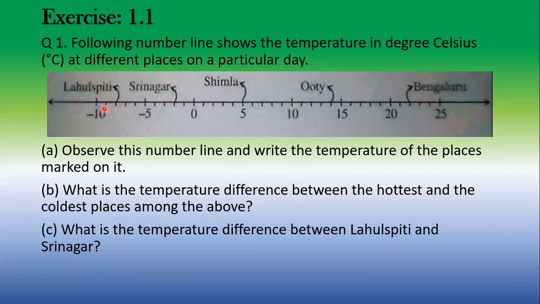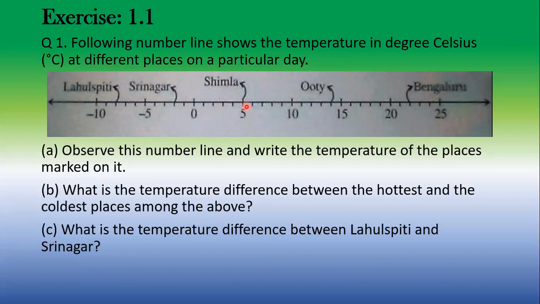Right? You know, integers include negative integers, 0 and positive integers. Positive integers are placed on the right side of 0 and negative integers are placed on the left side of 0. Now, the temperatures of the places Lahul Spiti, Srinagar, Shimla, Ooty and Bengaluru are given. And you know, as we move to the left side of the number line, the value of the integers decreases. And as we move to the right side, the integer value will be increasing.